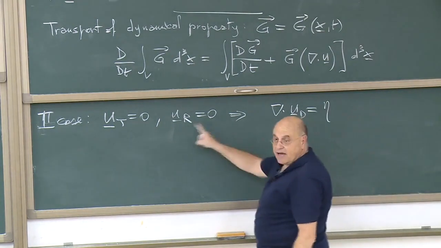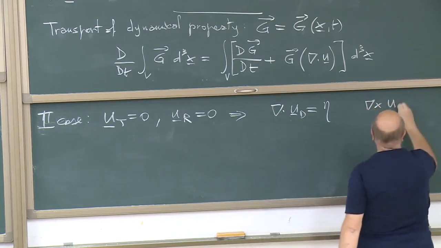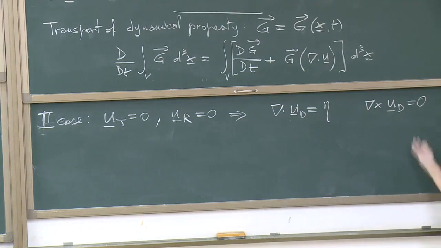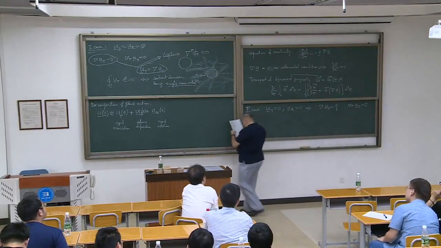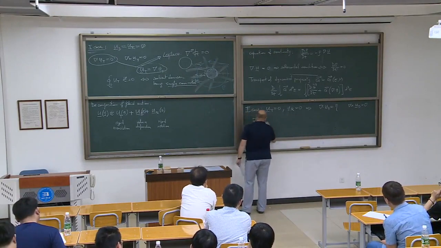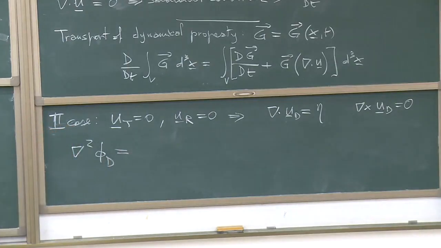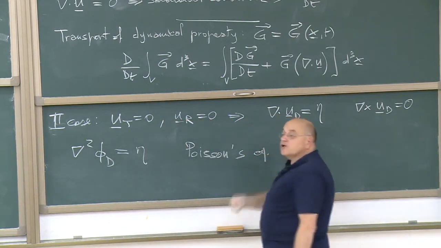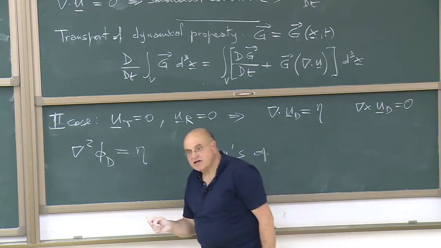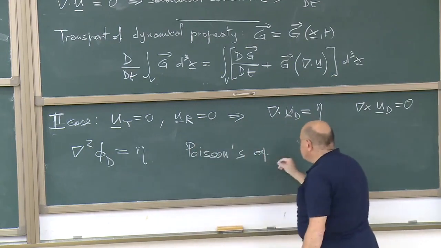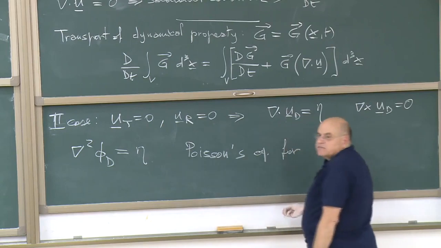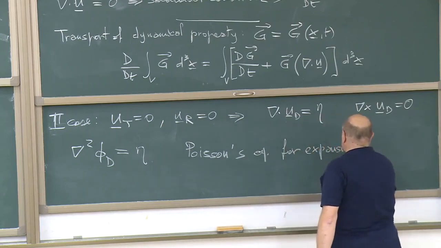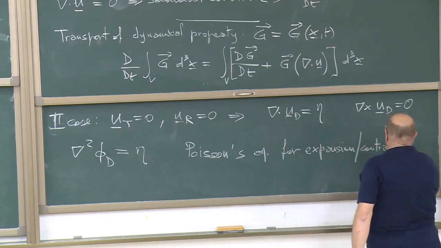And the other one, we have no rotation. So clearly this UD is not rotating. It is not contributing to rotation, otherwise we contradict our assumption. And then in this case, we quickly get to this equation, but now it's not zero anymore. It's eta. This has a name, and sometimes mathematicians don't recognize this with a name. I like to use a name. I call it Poisson's equation for eta, because I want to be specific, because this equation will come up in a moment again. So I will say Poisson equation for eta, for expansion or contraction due to eta.